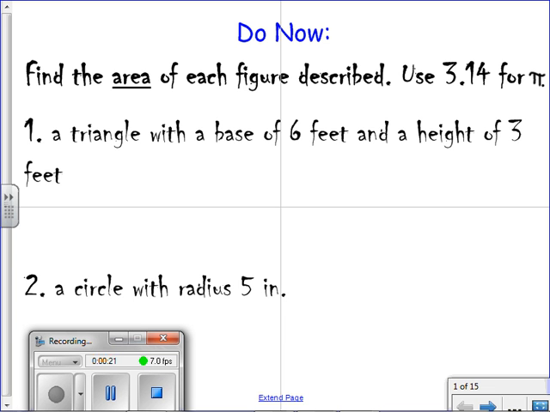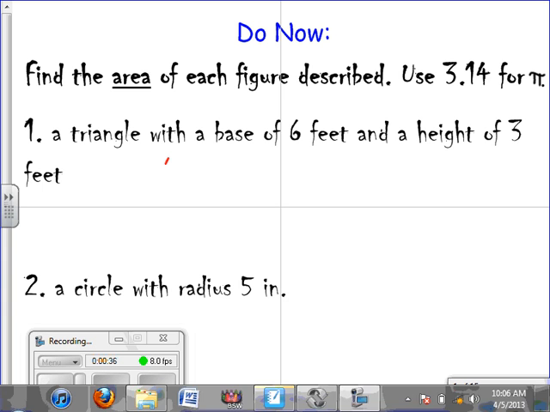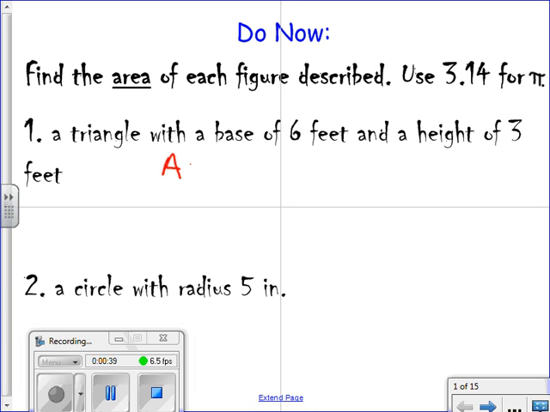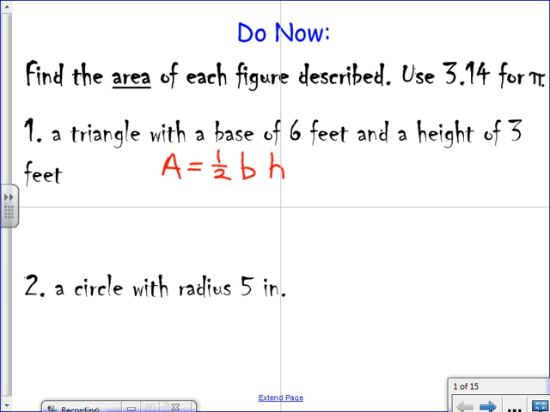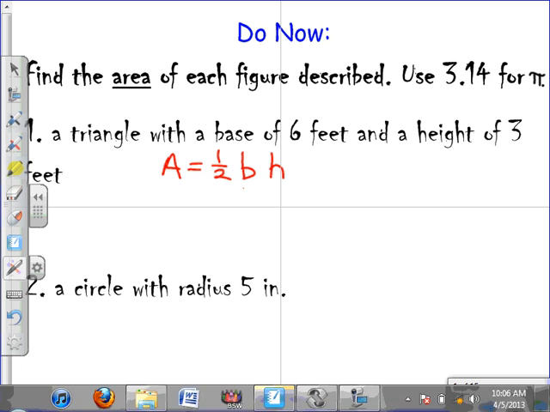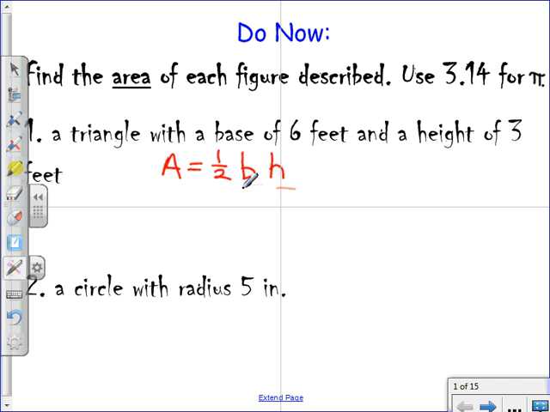We are doing volume of various figures, both prisms and cylinders today. To get ready for that, they ask us to find the area of a triangle and a circle. For a triangle, we find the area with a formula we've used many times before: area equals 1/2 base times height. The only thing we have to do is plug in for base and height.